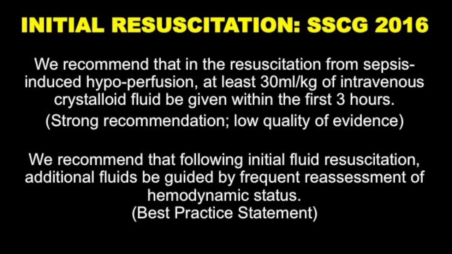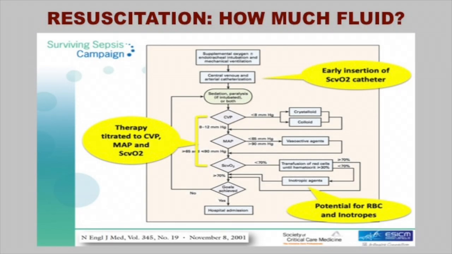the initial resuscitation from the Surviving Sepsis Campaign guidelines. We recommend that in the resuscitation from sepsis-induced hypoperfusion, at least 30 mL per kilo of intravenous crystalloid be given in the first 3 hours. And then, after the initial fluid resuscitation, give additional fluids based on a reassessment of hemodynamic status. So how much fluid are we giving? A lot of times you can see patients get very, very swollen and edematous from giving way too much fluid.